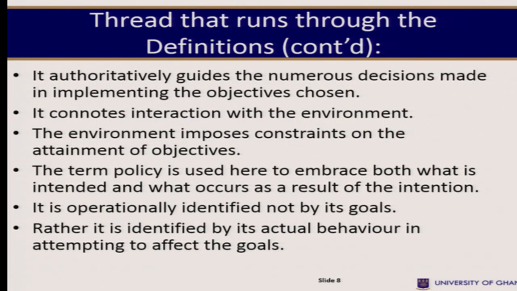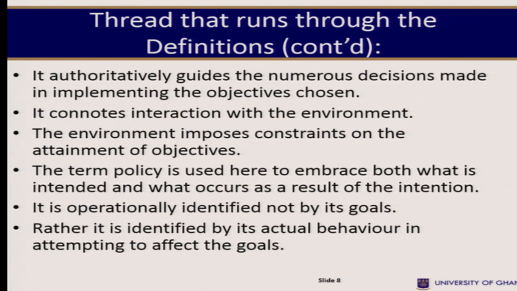It authoritatively guides the numerous decisions made in implementing the objectives chosen. So there must be a deliberate effort by government to make sure that all the actions we are taking will lead us to what we want. It connotes interaction with the environment, and what this means is that the environment has factors. Some of these factors are facilitating policy making, and some of these factors are thwarting policy making. And we must make sure that we control the constraining factors so that we can allow the facilitating factors to operate.